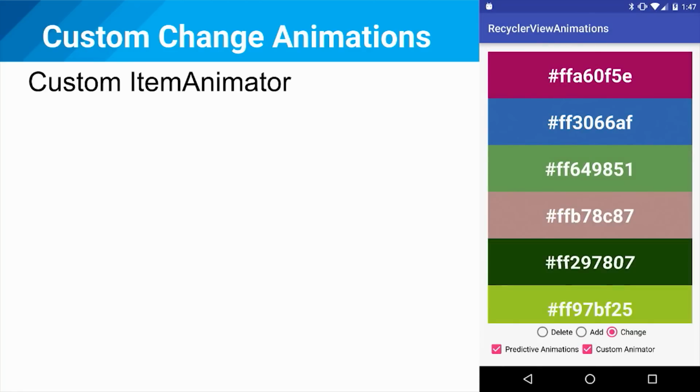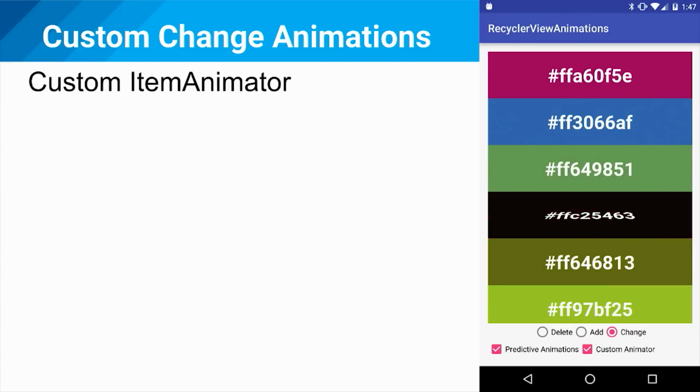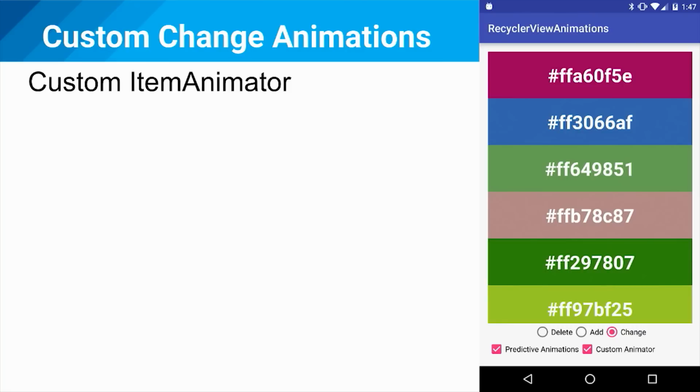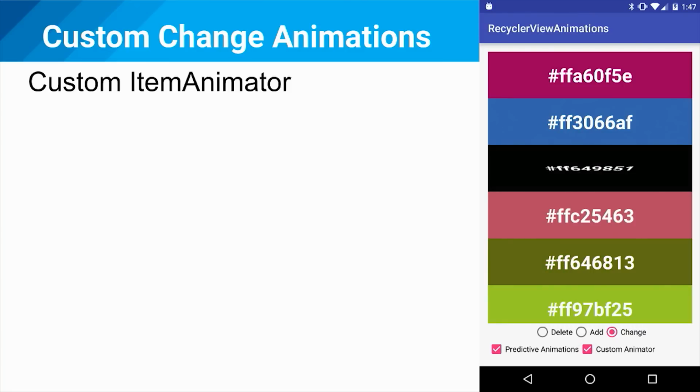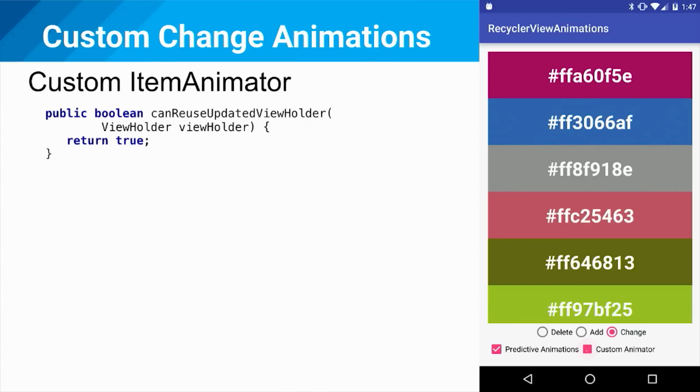So with a custom item animator, we've got something a little more interesting going on. Instead of crossfading between these two views, we're actually treating the entire view hierarchy in there, the linear layout and the text view, separately and doing different things with them. So the background color is fading to black and then back up to the new color, and the text is rotating out of place and then, with the new value, rotating into place. So how do we do that?